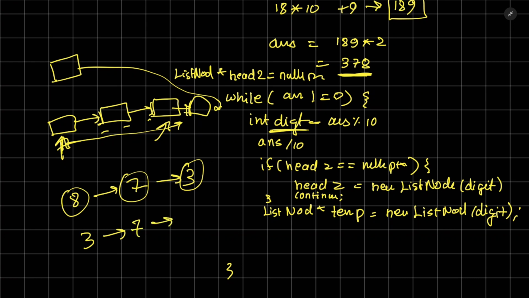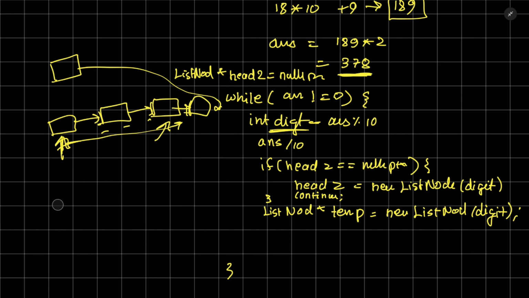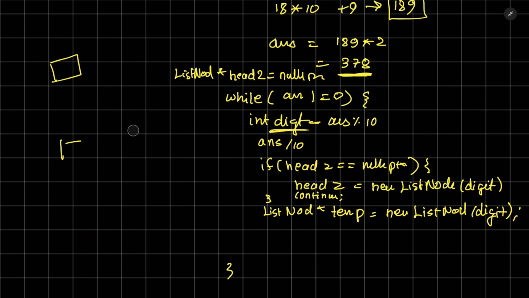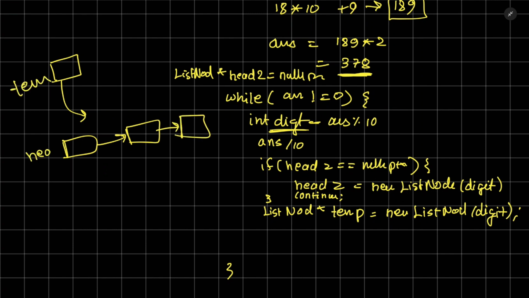So that would be 3, 7 and 8. That seems tedious. The better way to approach this problem is not by inserting at tail, but to insert at head only. So let's say we have this linked list and this is our temp and this is our head. What we will do is simply say that the next of this temp is equal to head, and then we'll update head equal to temp.